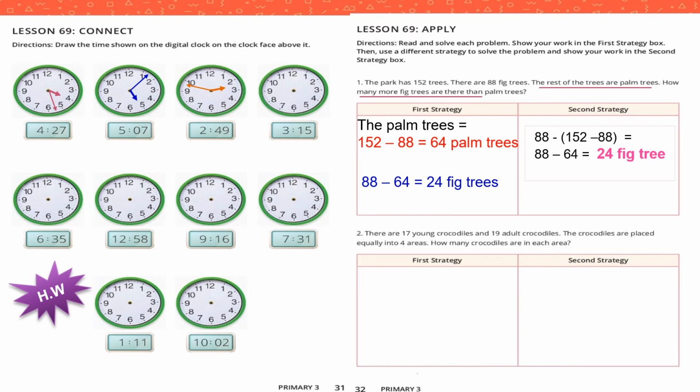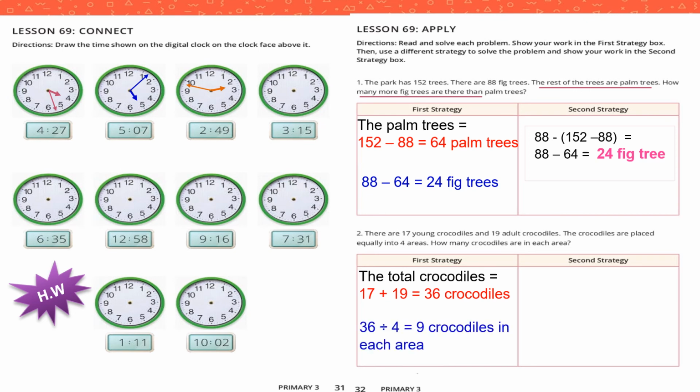So first I will add all of them to know the total. Okay, the total crocodiles are 17 young and 19 adult. All of them equal 36. They were placed equally in 4 areas. So I will distribute them equally into 4 areas. So 36 divided by 4 equals 9 crocodiles in each area.